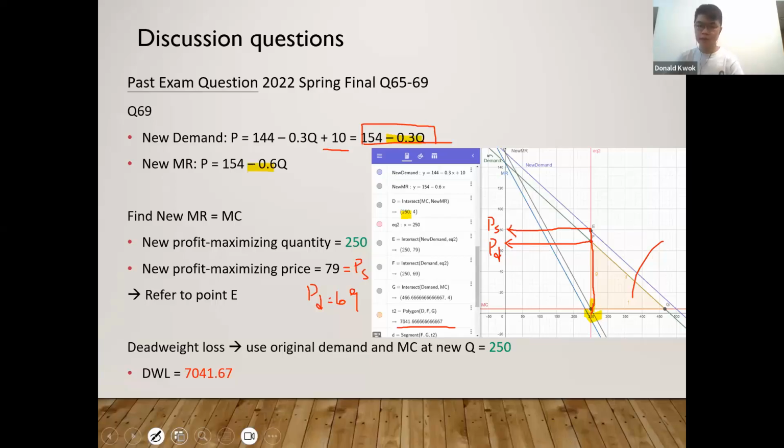You may ask, why are we using the original demand but not the new demand to find out the deadweight loss? There are 2 reasons. The first rationale is that, recalling what you have learned in chapter 6 about tax and subsidies, we actually do not need to use the new curves after taxation or subsidization to find out the area of total economic surplus or deadweight loss. We use the original curve to find out the deadweight loss, right?